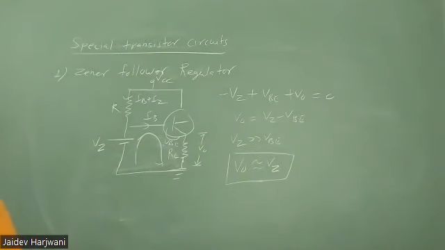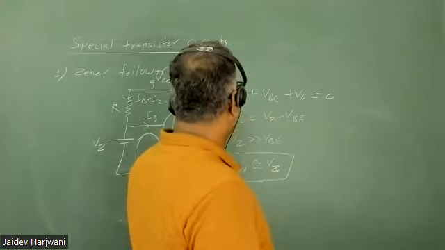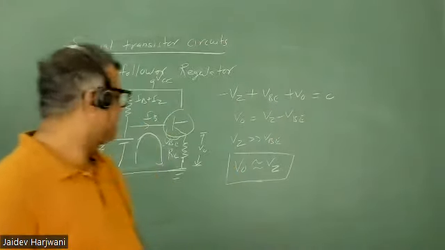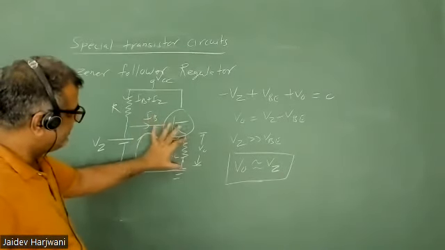Sir, V naught equals VZ plus VB now? V naught equals VZ minus VB, no? Here you see, no? This is VZ minus VZ plus VB plus V naught.